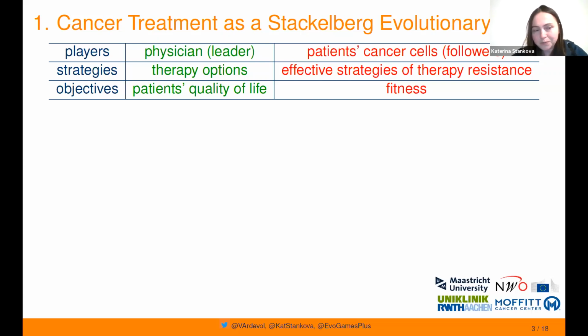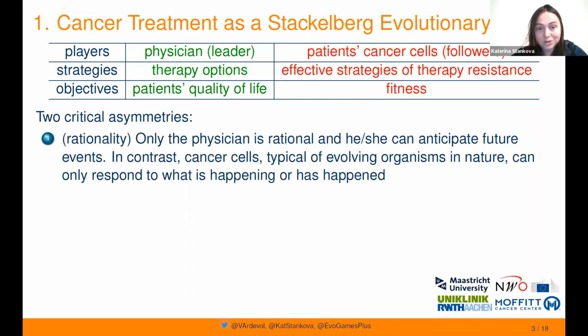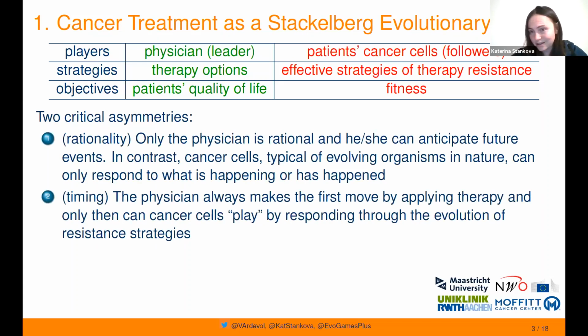And of course, the goal of the treatment should be the patients' quality of life, and cancer cells adjust their strategies of therapy resistance in order to proliferate and survive. And there are actually two critical asymmetries in this game to the advantage of the physician. So first is rationality. Cancer cells cannot really think ahead, cannot think what would be the possible choices they could make, and cannot really reason in the same way as the rational leader.